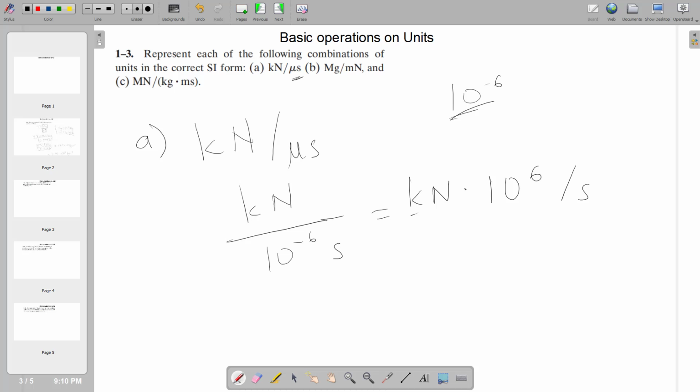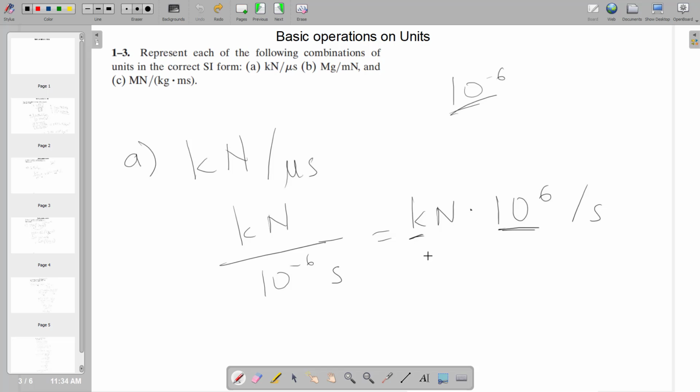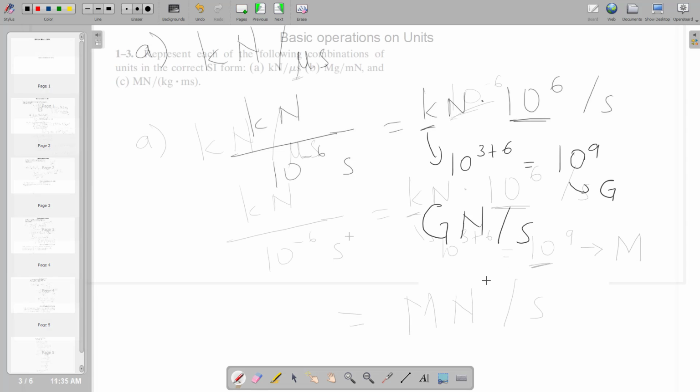And we are going to combine our kilo with our 10 to the power 6. Our kilo has a value of 10 to the power 3, and we are multiplying this by 10 to the power 6. So in essence, we have 10 to the power 3 plus 6, which gives us 10 to the power 9. And our 10 to the power 9 is also a prefix, giga. So we have our 10 to the power 9 multiplying our Newton per second. So finally, we have giga Newton per second as our final answer.